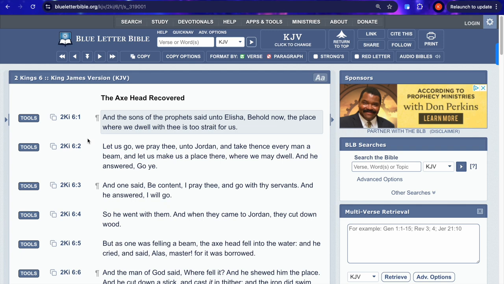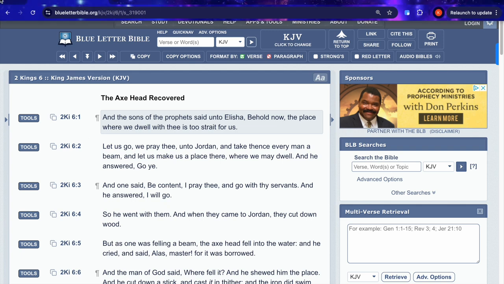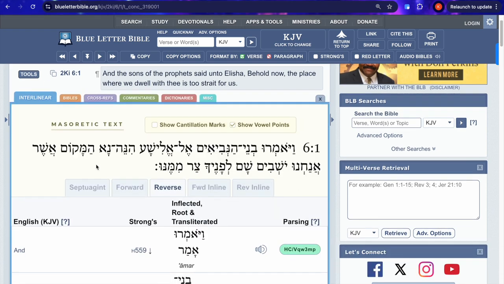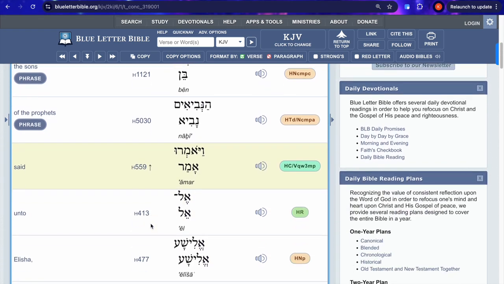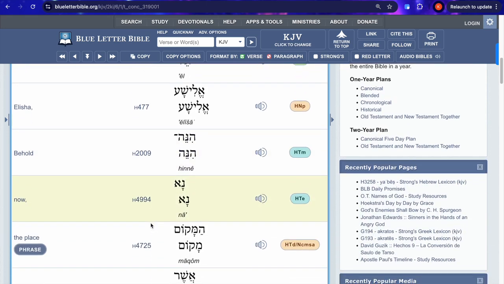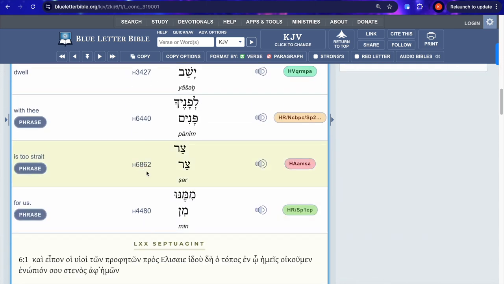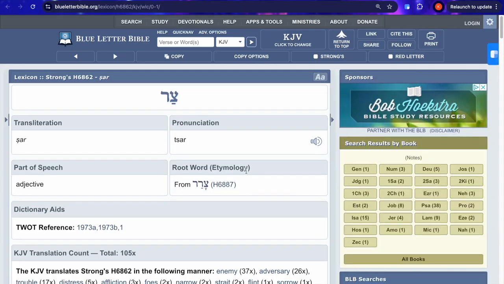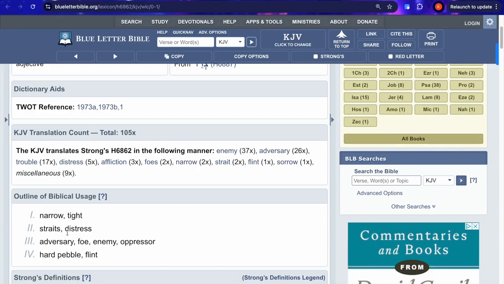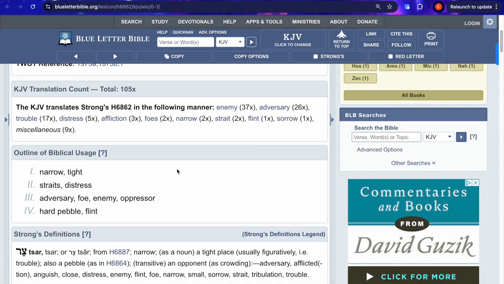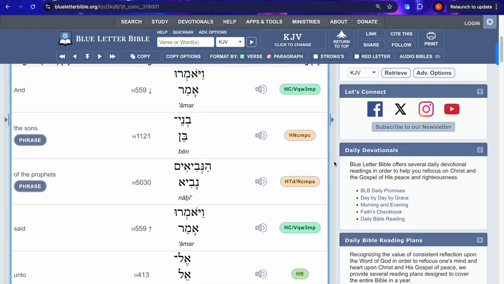And the sons of the prophets said unto Elisha, Behold now, the place where we dwell with thee is too strait for us. Meaning the straightness here is not referring to a line being straight or not. Straight meaning difficult or uncomfortable, or as you can see, distress, oppressor here, in the sense that it's not ideal, at least in this case.